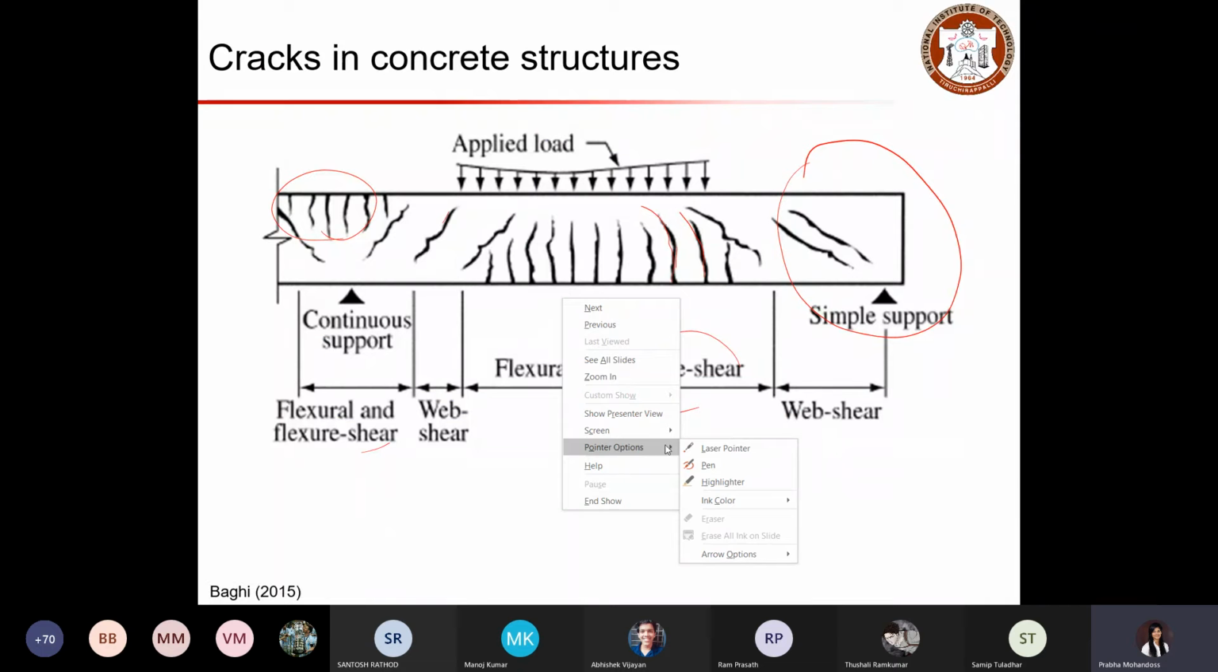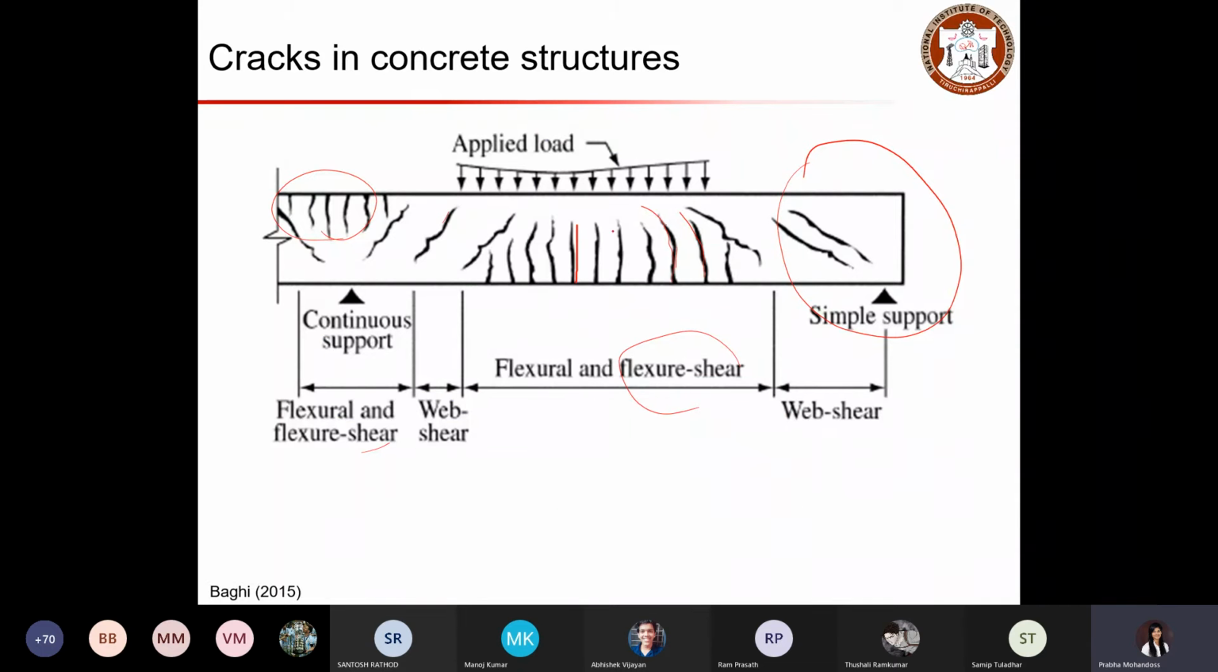So such vertical cracks that you see here basically indicate flexural cracks, and near the support you will have 45 degree inclined shear cracks, right? So in between these spaces, that is, in between the middle and the support region, the crack initiates by flexure and then gets propagated by shear. So you will have a combination of flexure and shear cracks.